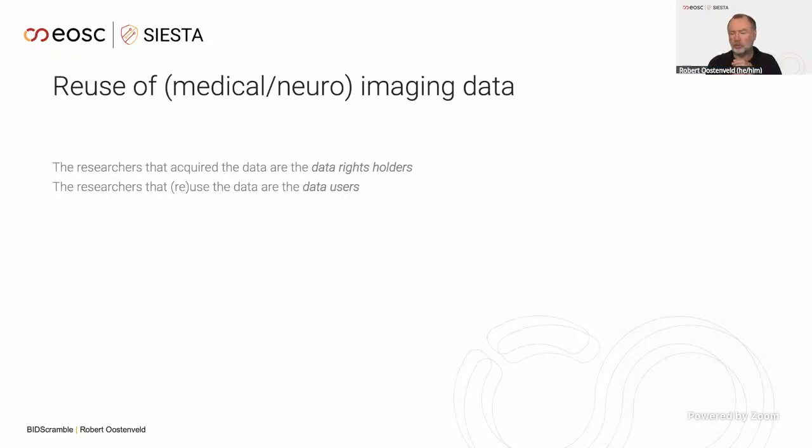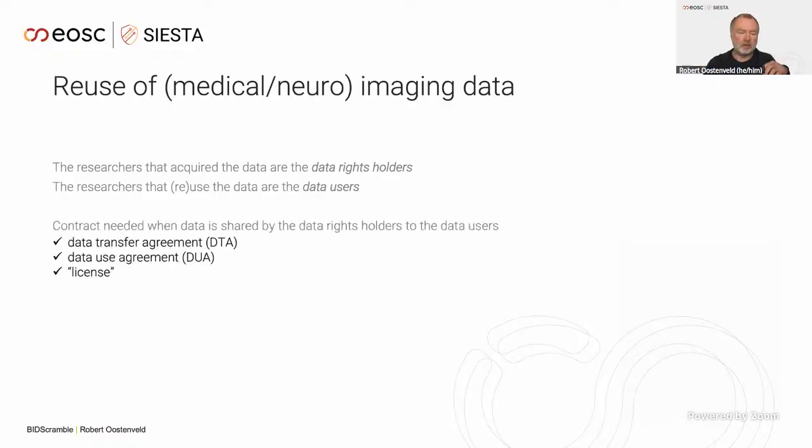If the data is used in the same setting as where it's acquired, it is usually not such a challenge because the ethical provisions and the legal provisions are already in place. But if the data rights holders and the data users are separate from each other, then we have a challenging situation. And in that case, we need contracts when data is shared by the data rights holders to the data users. So those contracts can be called data transfer agreements or data use agreements or licenses.